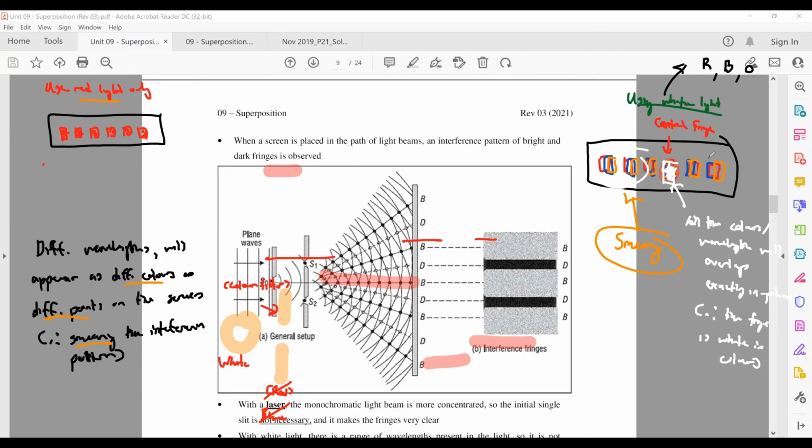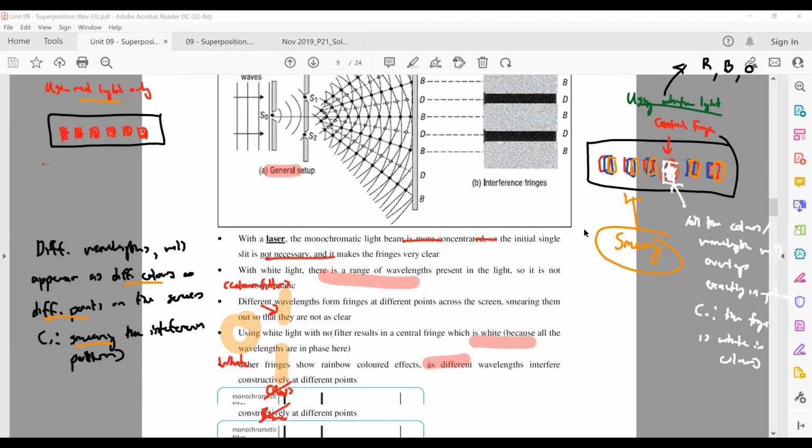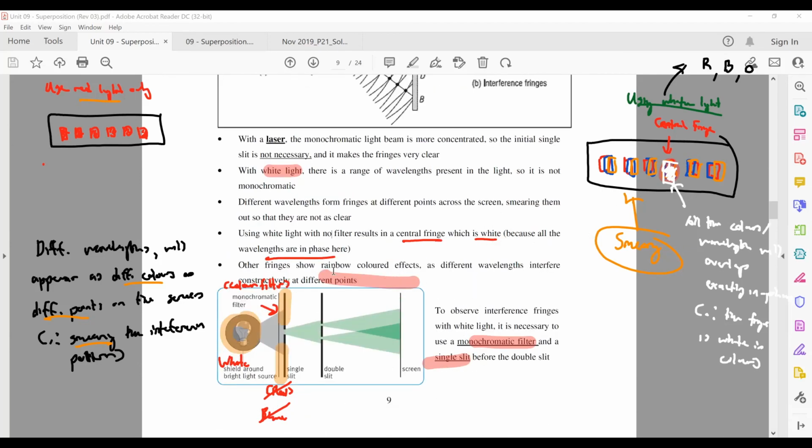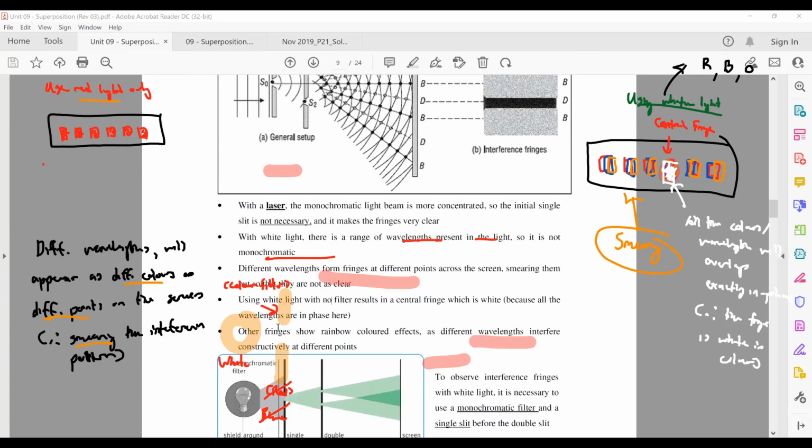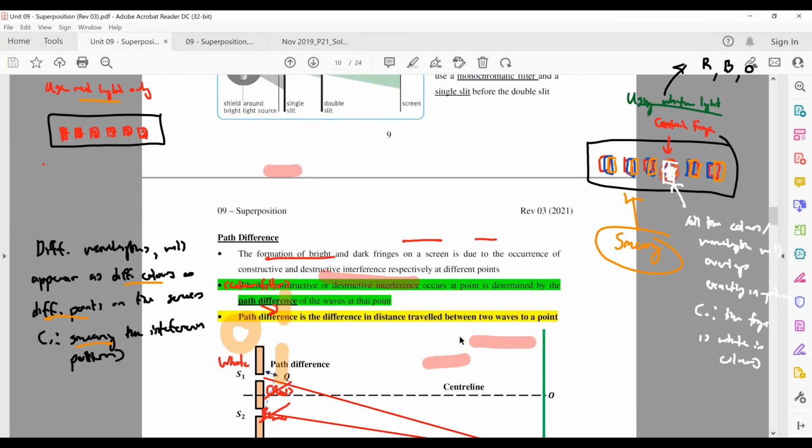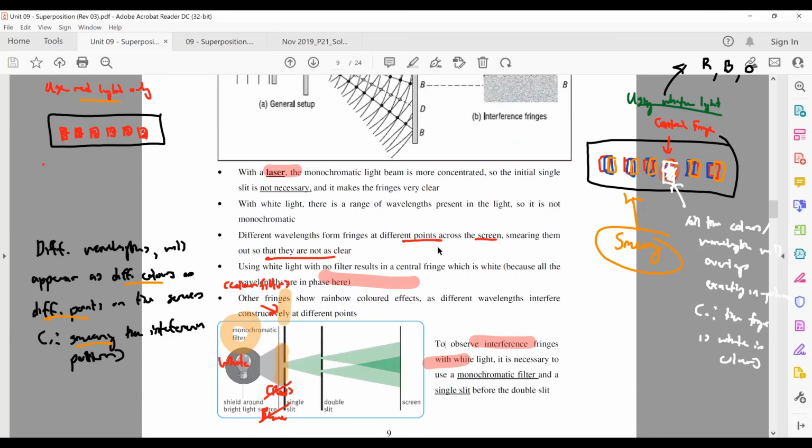But the rest of it won't be white because the other colors are at different positions. It's being smeared out. So other fringes show rainbow color effects as different wavelengths interfere constructively at different points. This is what I was talking about here. Sometimes we call them smeared out, or sometimes you see some sort of rainbow colored effects because the wavelengths are at different points. So that one is for double slit.